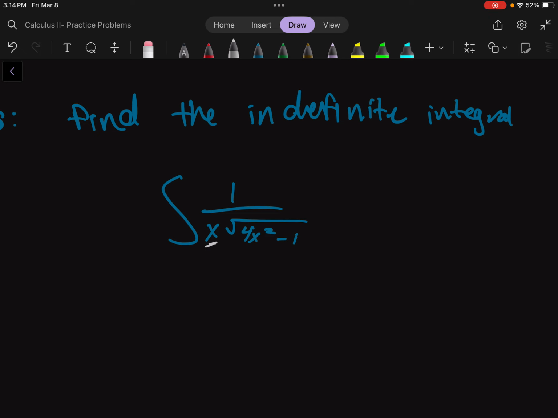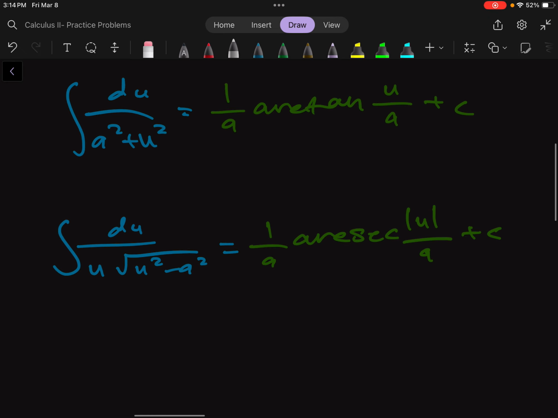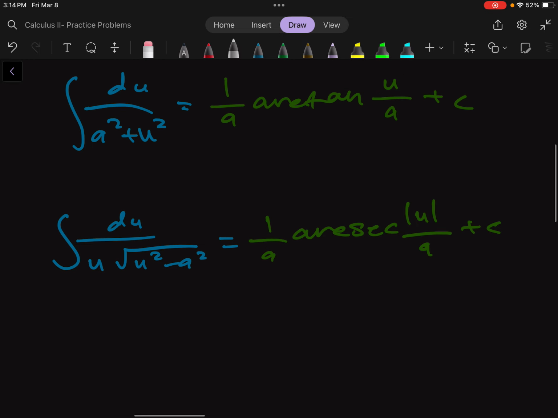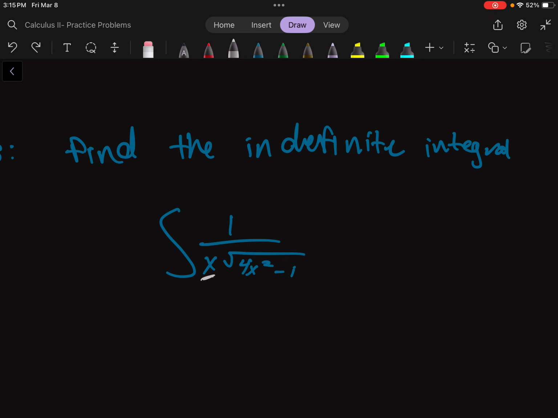What I immediately see is this on the outside, which tells me that it might be a good arcsecant candidate. So we're going to try and match it up to this form right here. If we call u equal to, well, we want u squared to be 4x squared, which means u is the square root of that, 2x, and du is 2dx, so I should have a dx here. And finally, it looks like a can just be 1, because a squared is 1, that means a is 1.